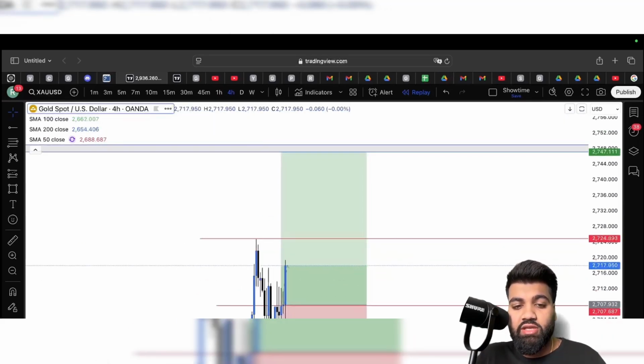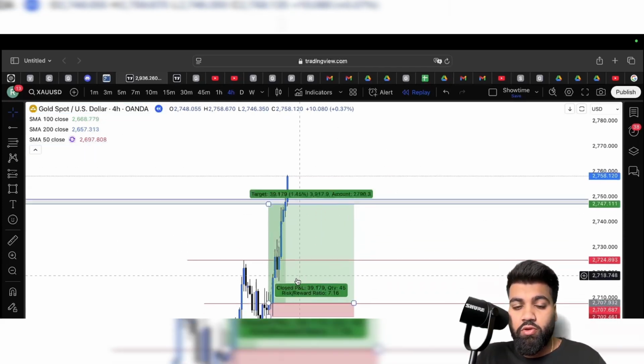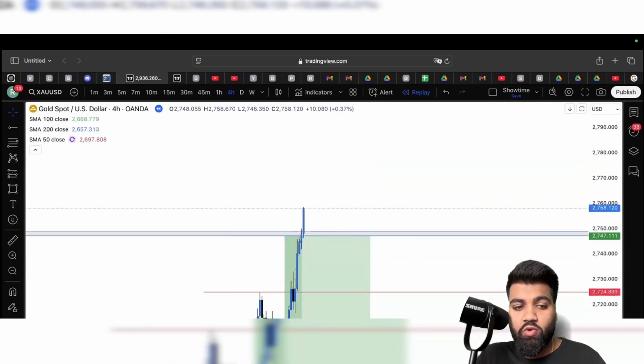So I'm just going to skip through right over here. This one we already know it hit take profit. So beautiful trade over here. You have 2 wins now. I'm going to keep going over here.